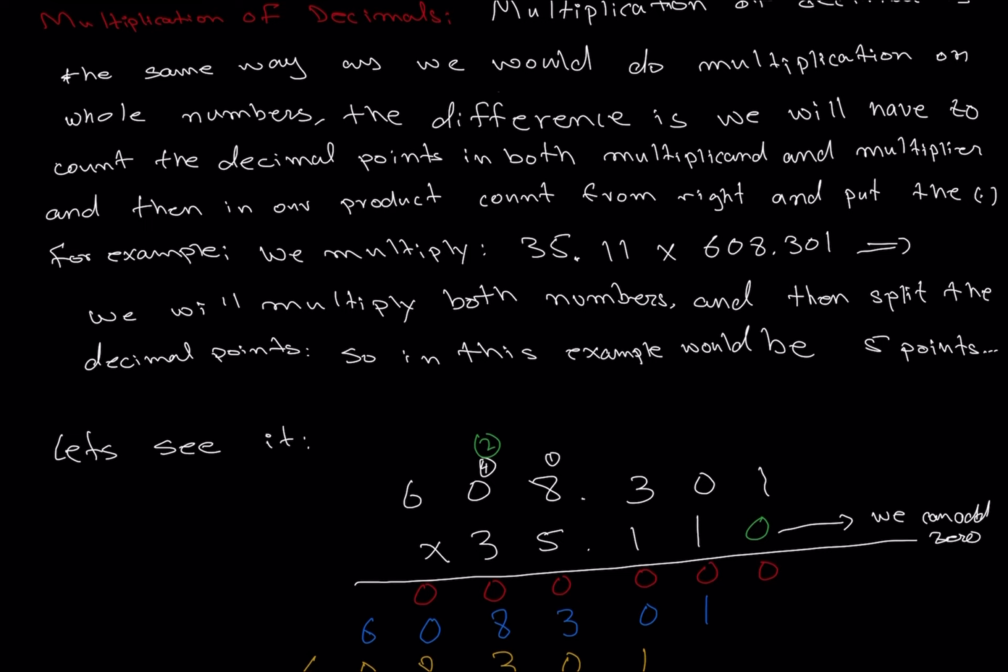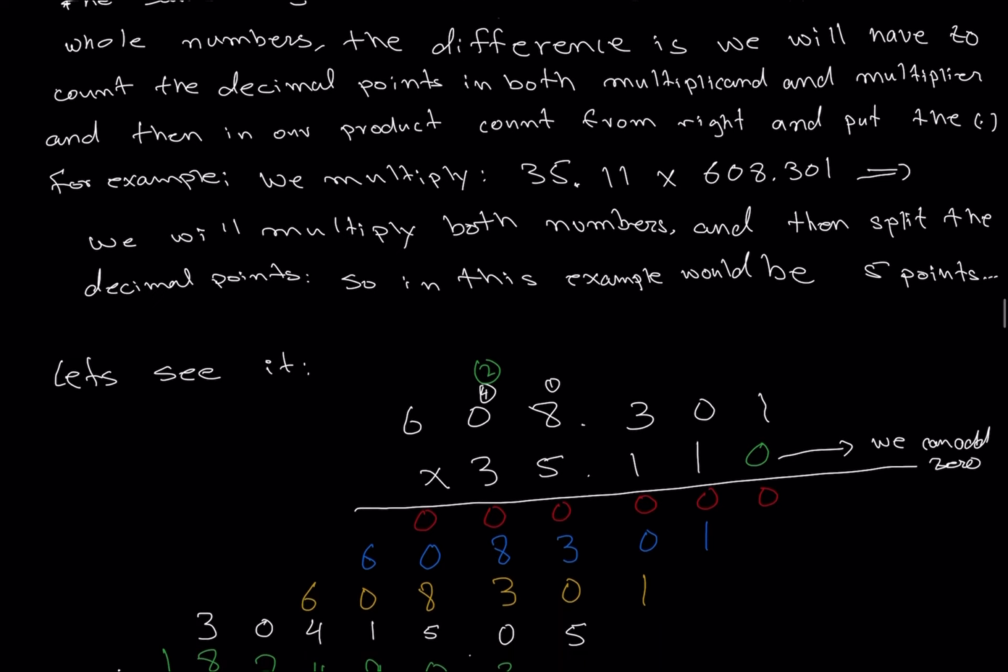We will multiply each digit of the multiplicand by the multiplier, and then separate those decimal places on each side. 3 here, 2 there, will be 5 decimal places. So let's do an example of 35.11 times 608.301. In practice, I always write the bigger number at the top and the smaller number at the bottom. So 608.301 multiplied by 35.11.